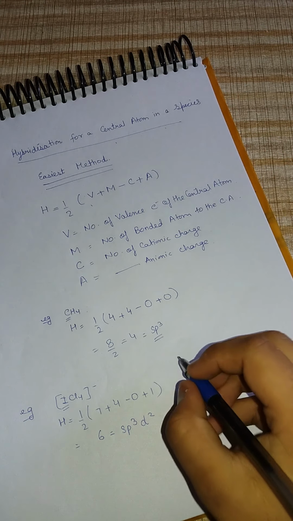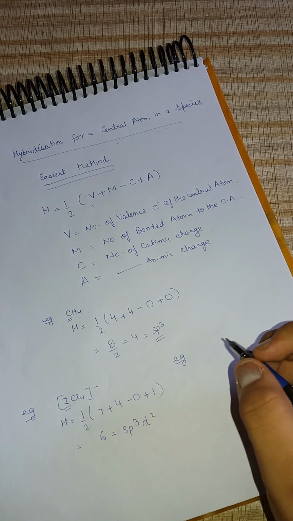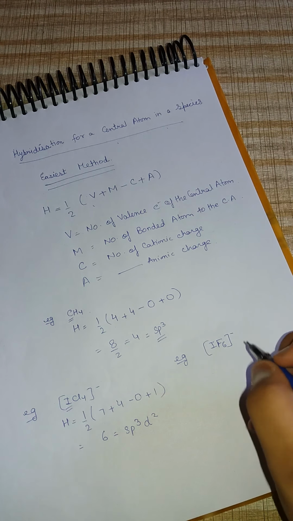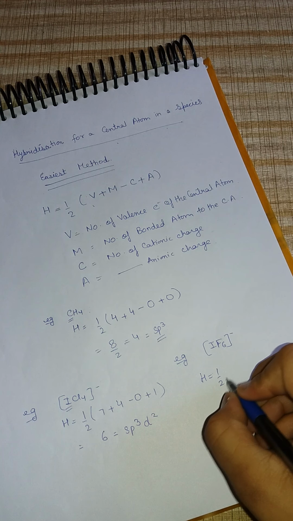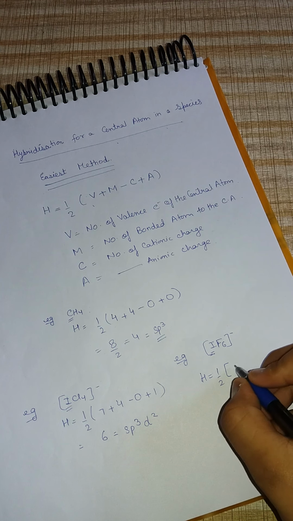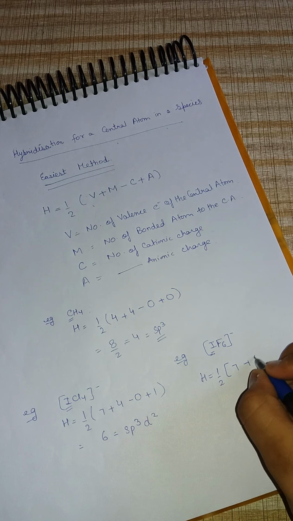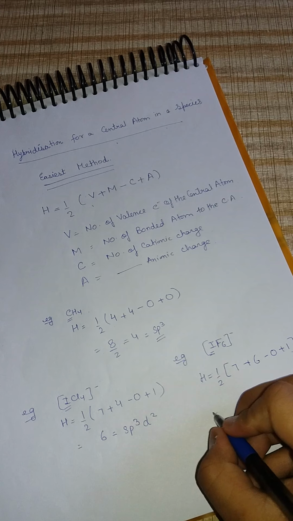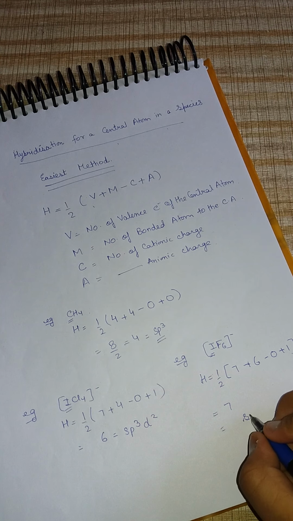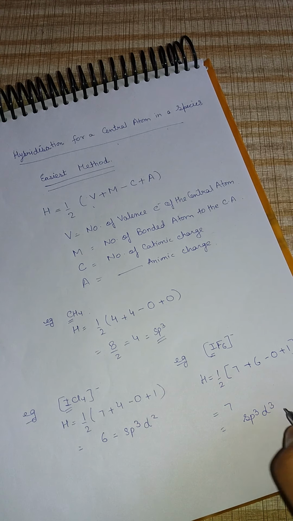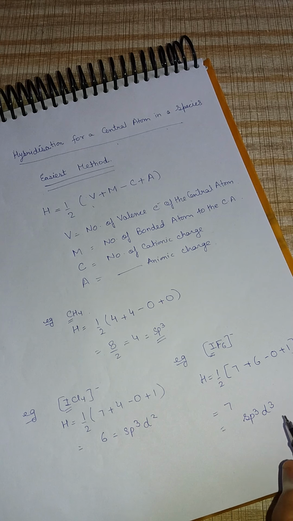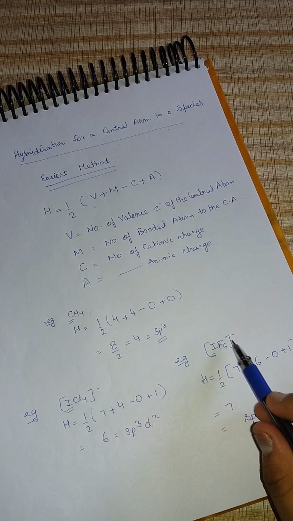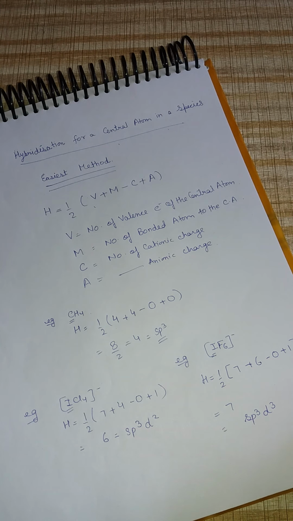Let's take one more example. You may take any example. I am taking IF6 minus, so its hybridization is equal to half: iodine valence electrons 7, plus bonded by 6 fluorine atoms, no cationic charge, we have one anionic charge, so it's 7, and its hybridization here is sp3d3. So we have found the hybridization of I in IF6 minus. I hope this is clear to you all.